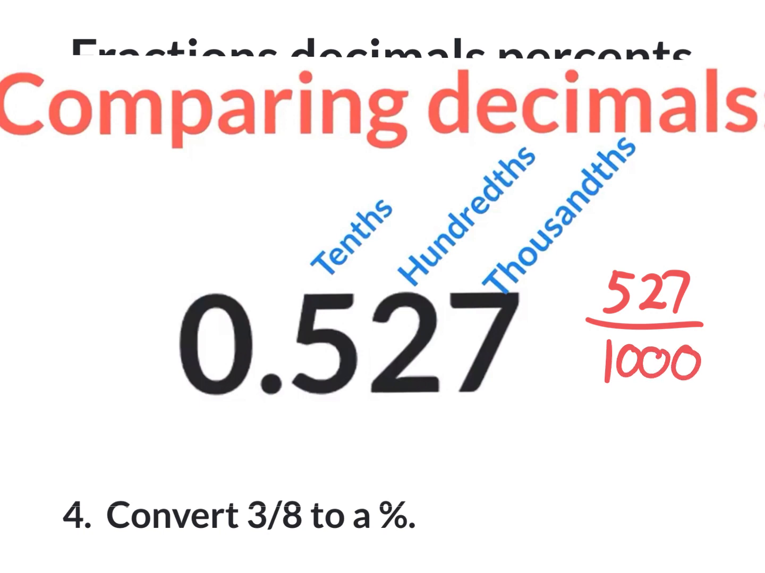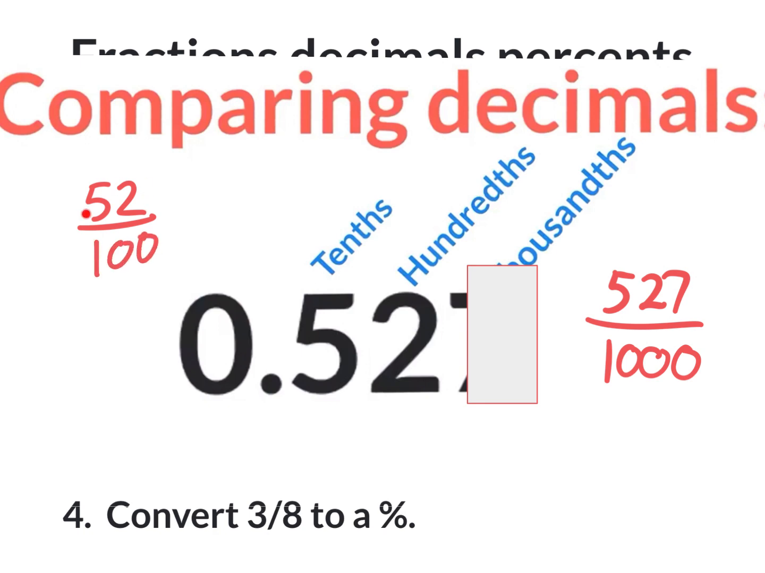Okay, it's that simple. Now, what if you didn't see that? What if the 7 was not there? Then how would you change this to become a fraction? 0.52. Well, you write 52 over, what's that last one? That's the 100th position. So you would put over 100. And of course, always reduce if possible. In this case, I don't believe you can.